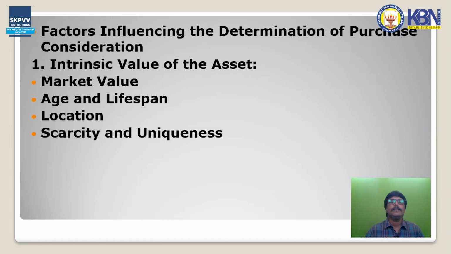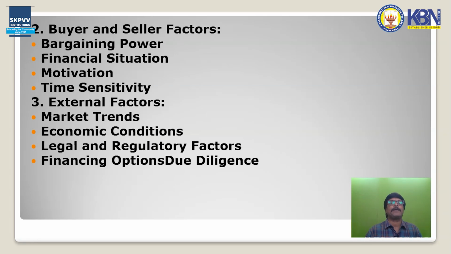Let us discuss the main factors which will influence the determination of purchase consideration. First, the intrinsic value of the assets. Which will affect it? Market value, age and lifespan, location, scarcity and uniqueness of the asset. Then buyer and seller factors: bargaining power of the buyer, financial situation of the buyer and seller, motivation of the market, and time sensitivity.